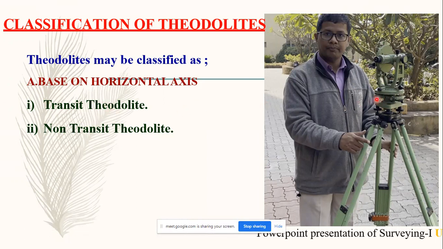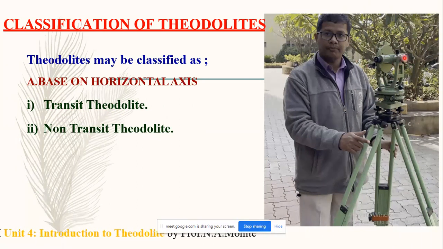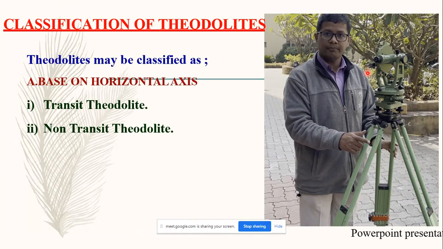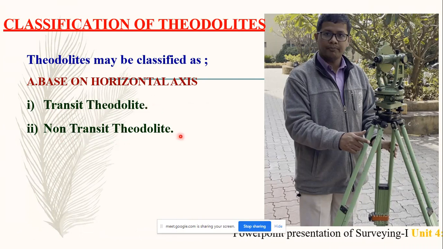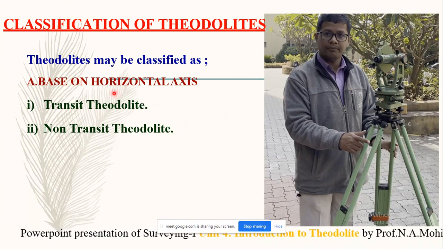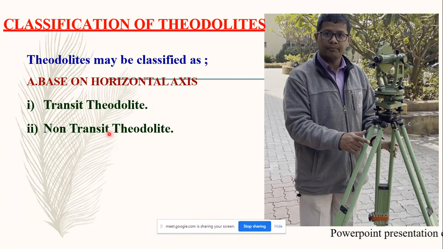That is a transit theodolite. But in the case of a non-transit theodolite, the telescope cannot be revolved through a complete revolution in the vertical plane. So depending upon the movement of this telescope, you can classify whether it is a transit or non-transit theodolite. If it is completely revolving about its horizontal axis, it is a transit theodolite. When it is not possible to rotate about its horizontal axis, it is called a non-transit theodolite.